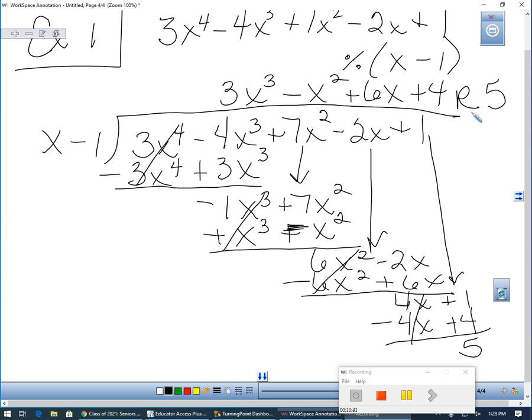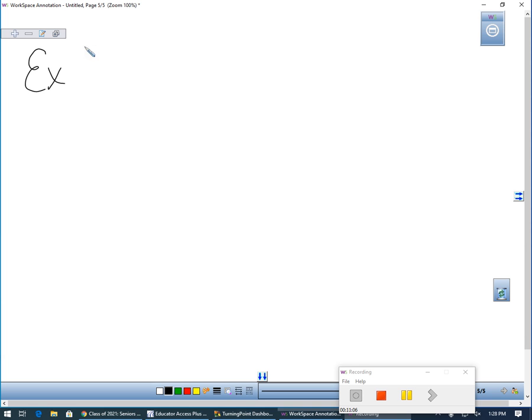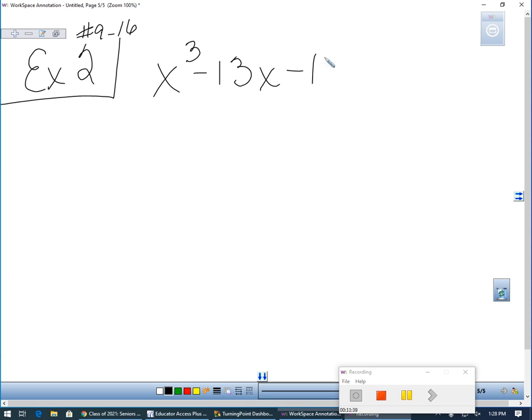All right, here's example number 2. Not that much work. You guys are fine. Okay? All right, so technically it's numbers 9 through 16 are all the same. I want to start by throwing a difficult one in, because there's something we got to talk about. If I have x to the third minus 13x minus 12, and I want to divide by x minus 4. Whoops, that's not an x. X minus 4. Sorry, guys.